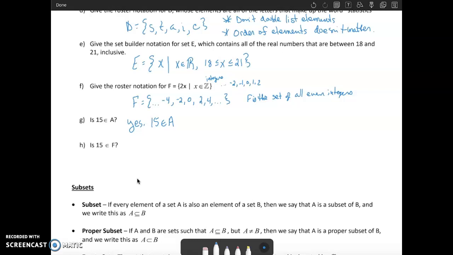Is 15 an element of set F? Okay, so F is the one just right here that we did. So F, we said, basically is the list of all even integers. So is 15 an even integer? No, it's not. So I would say 15 is not an element, which we write as the element symbol with a slash through it, of F. So 15 is not an element of F.